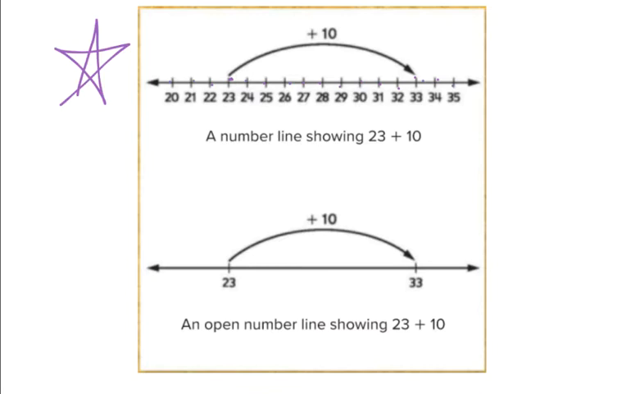Now, right below, we see our open number line. This is an open number line showing 23 plus 10. It is a quick and easy way to show the jump of 10 that you might have done in your head. So how is the open number line like the other number lines we have used? How is it different? Well, it's just like a regular number line because the numbers get bigger as you go to the right.